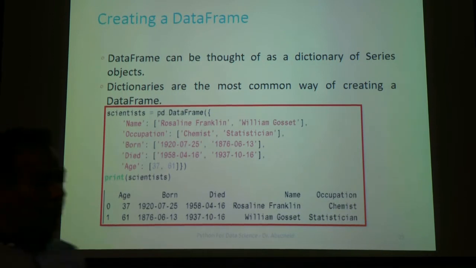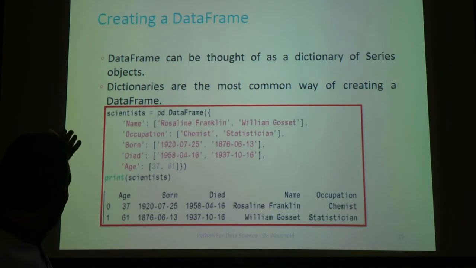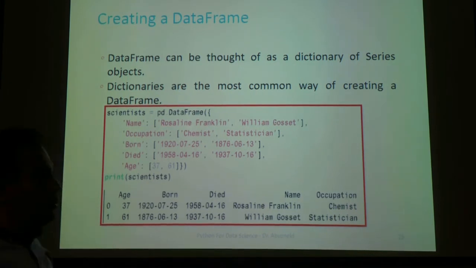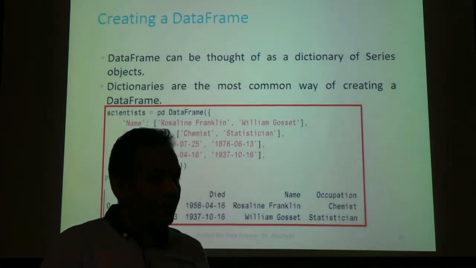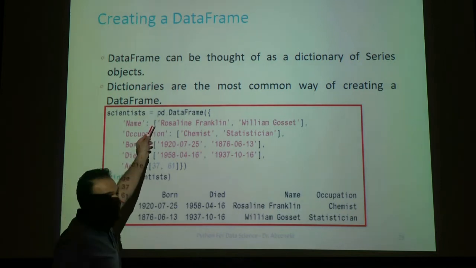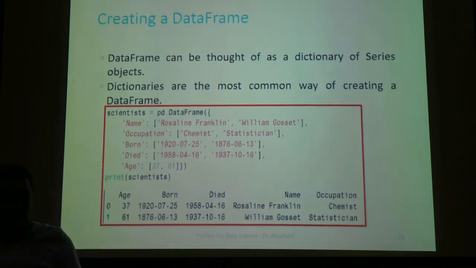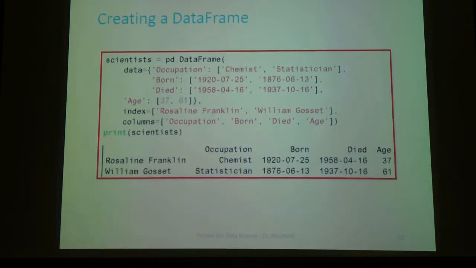Dictionary, what does it have? Keys and values. A label and a value. What's the label in here? Name, occupation, born, died, age. What are the values? Long series. All right, long series. Okay, where did they come from? From a list. From a list. From a list. Okay.